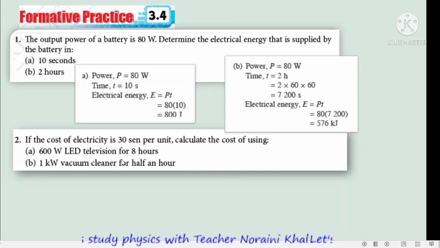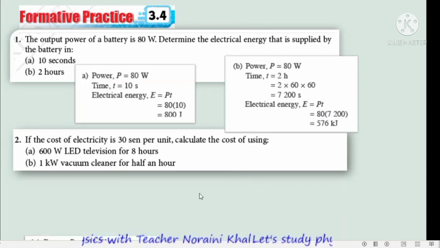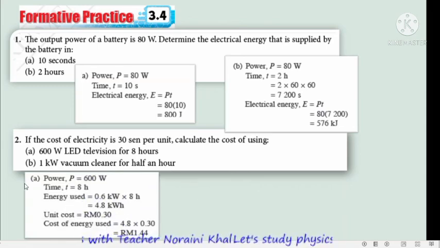Number 2, if the cost of electricity is 30 cents per unit, calculate the cost of using a 600 watt LED television for 8 hours, and a 1 kilowatt vacuum cleaner for half an hour. A. Power P equals 600 watt. Time T equals to 8 hour. Energy use is 0.6 kilowatt times 8 hour. So we get 4.8 kilowatt hour.